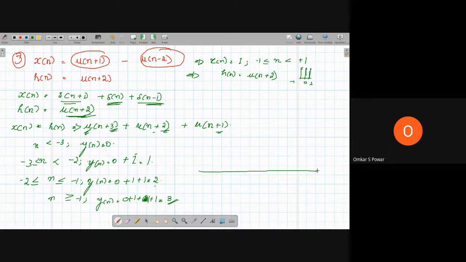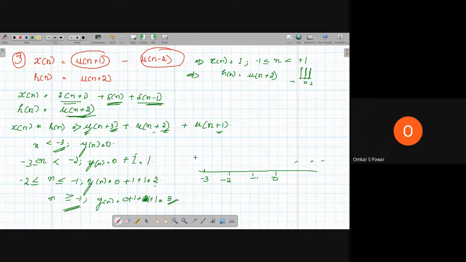Again, I'm going to just show you roughly because you know it. So it varies from -3 to n greater than -1. So it will go beyond -1. So -2, -1, 0. It goes beyond that value. So n less than -3, y of n is equal to 0.